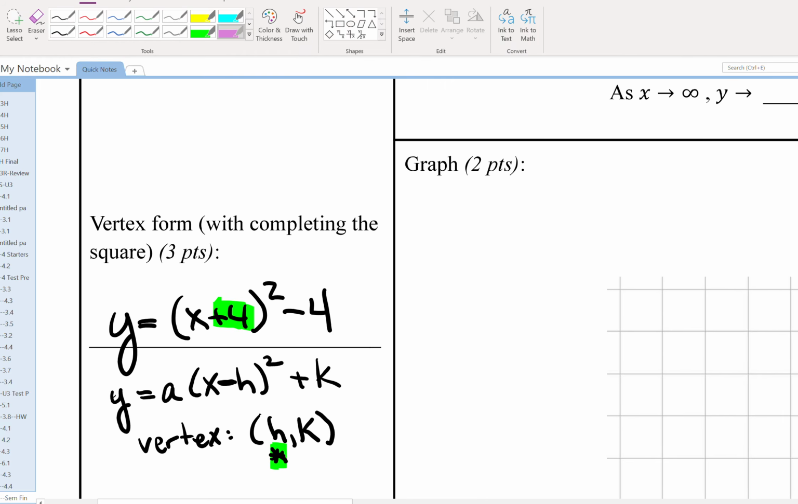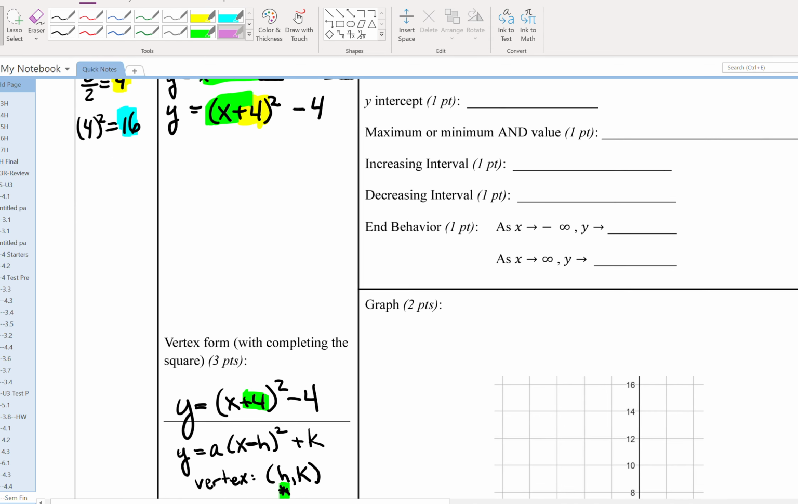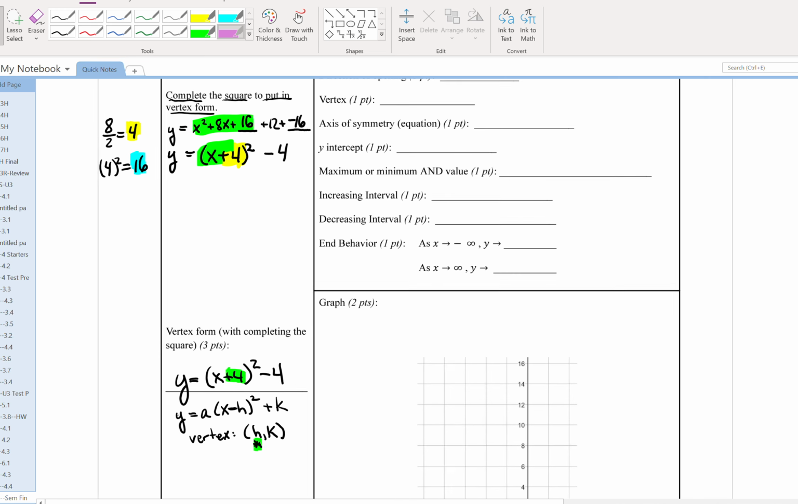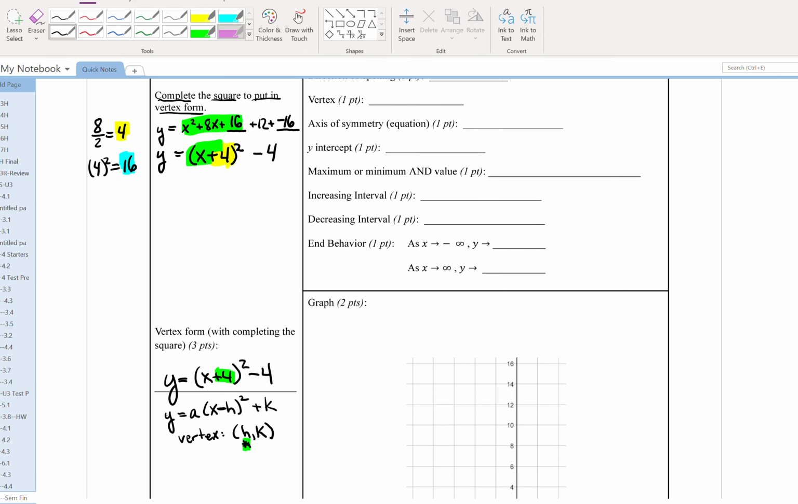And so in this instance here then, our vertex is negative 4, comma, negative 4. Now this negative 4 here, that's straight up the same as the value of k. It doesn't change sign like the x-coordinate does. So negative 4, comma, negative 4.